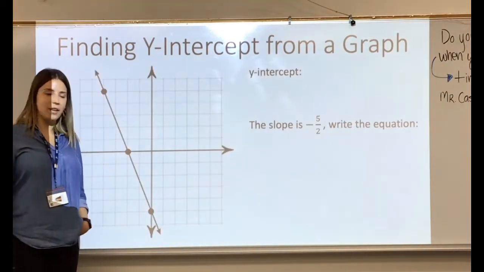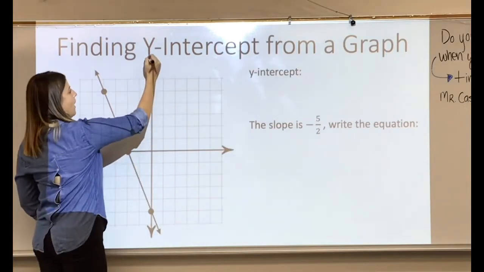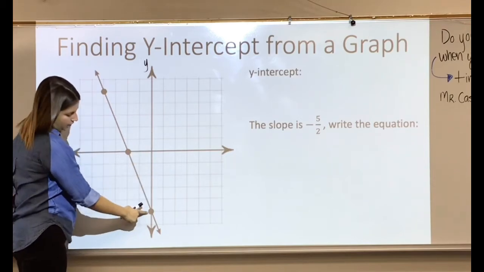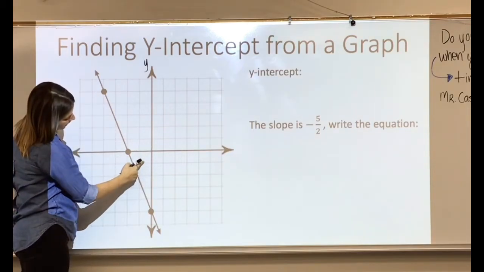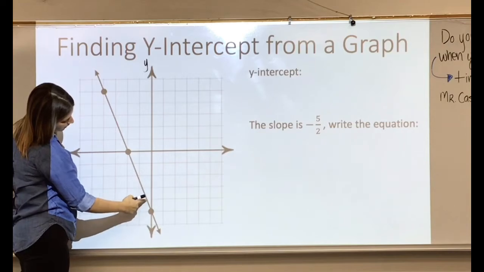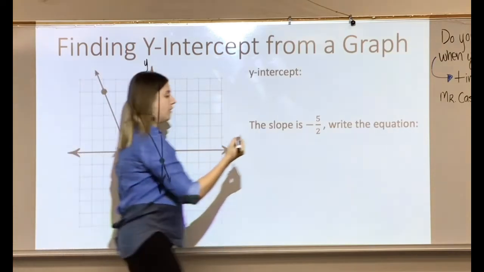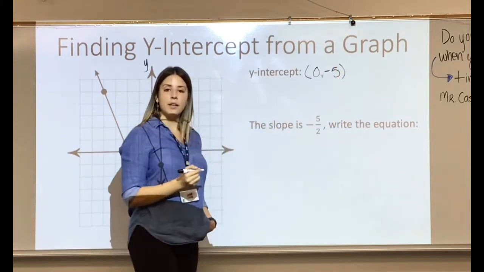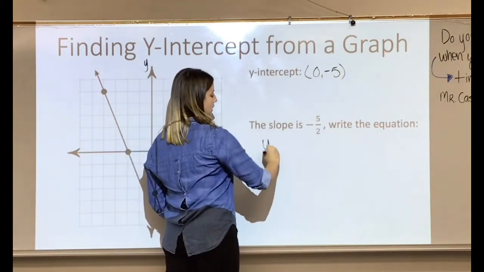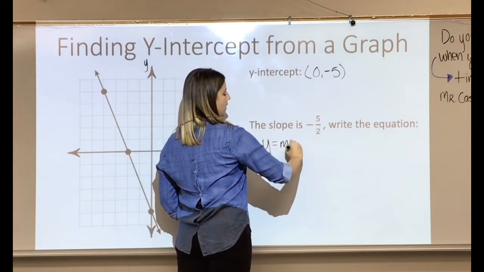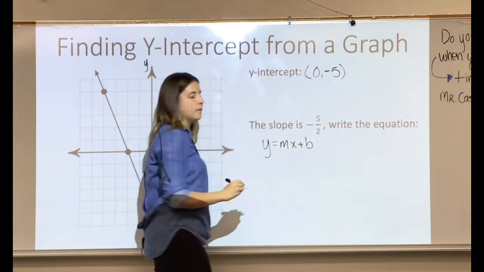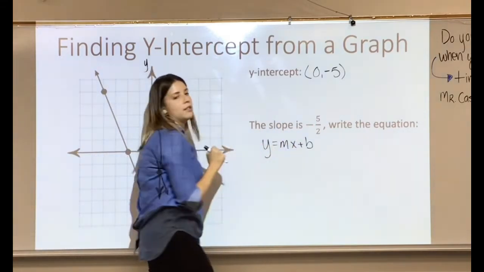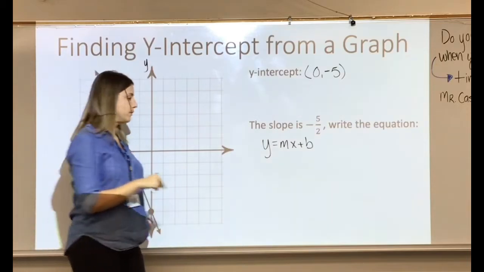Here's our next graph. We're looking for the y-intercept. This is my y-axis, so I'm going to follow it until I hit my y-intercept, which is down here. So this is 0, -1, -2, -3, -4, -5. So 0, -5. And then my equation that we're going to be using, remember y equals mx plus b. M stands for slope. The slope of this line, I'm telling you right now, is -5/2.